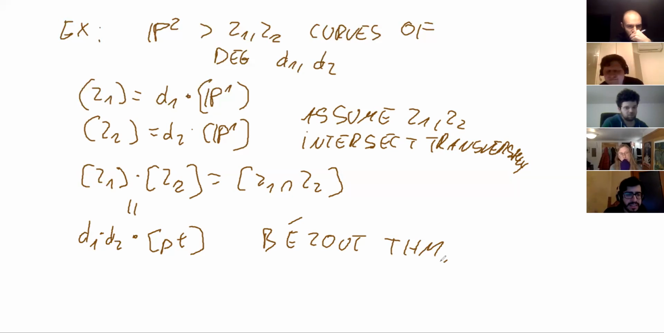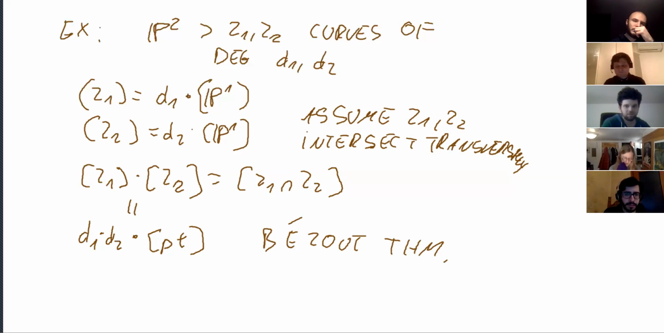So the hidden step is that the class of P1 times the class of P1 is the class of a point. Yes, but we did that already for Pn. I'm just saying it for P2, I just wanted to say out loud why there is a class of a point. P1 times P1 is the class of P0.